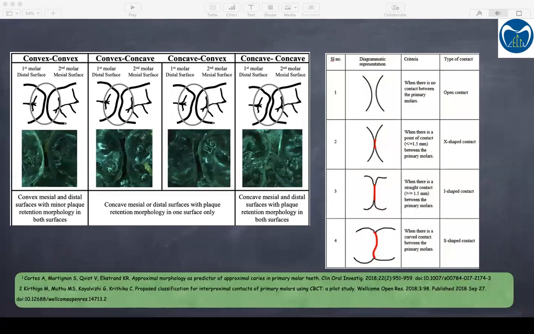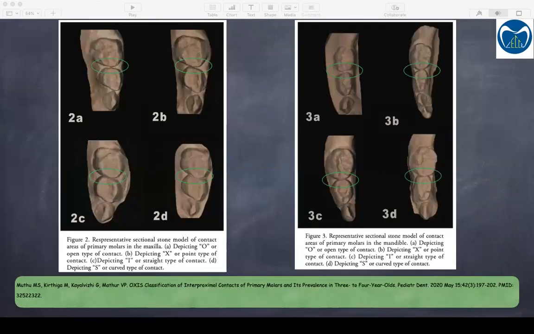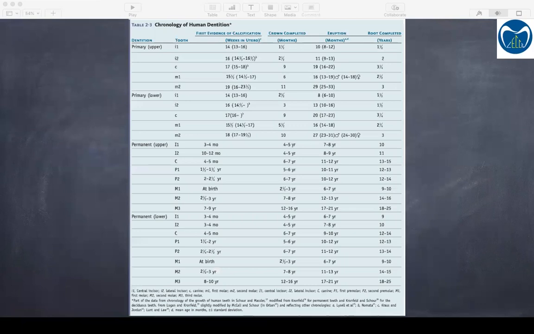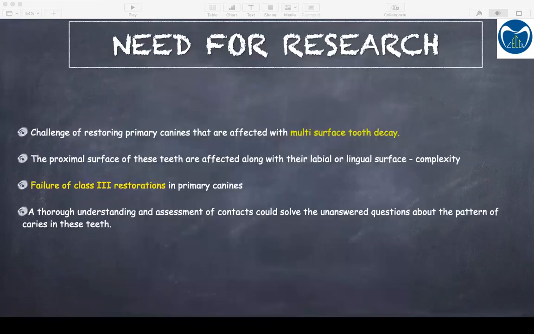Studies done by Cortes et al., Kritika et al., and Muthu et al. have paved a strong foundation to find out the different types of contacts that could possibly exist between other primary anterior teeth. Primary canines are the last to exfoliate in the oral cavity and thus are subject to various environmental influences. Clinicians face the challenge of restoring primary canines that are affected with multi-surface tooth decay. The proximal surface of these teeth are affected along with their labial or lingual surface, adding on to the complexity. A thorough understanding and assessment of contacts could solve the unanswered questions.